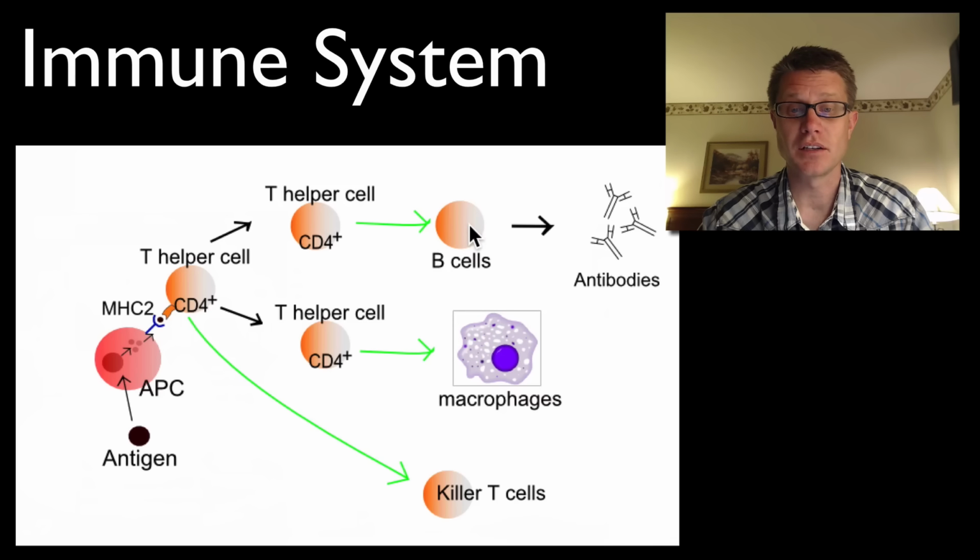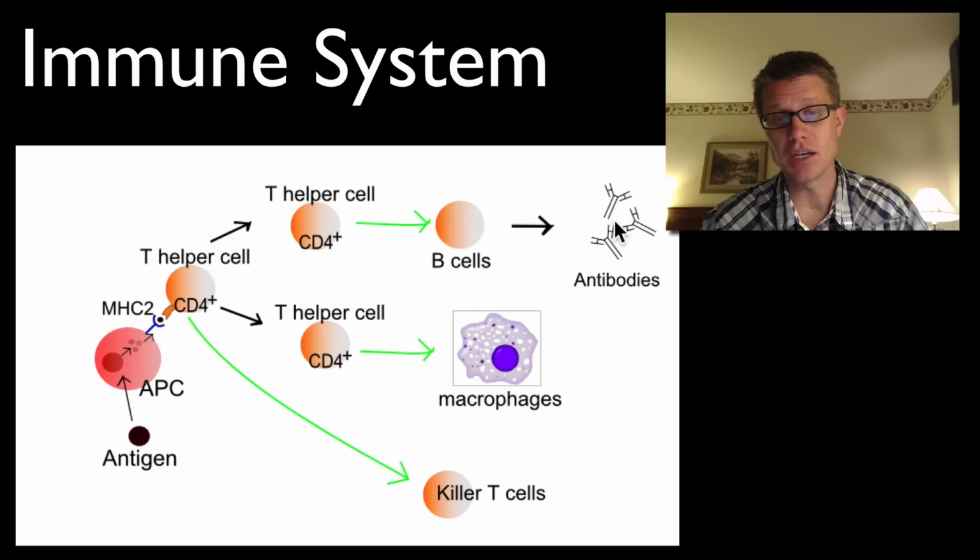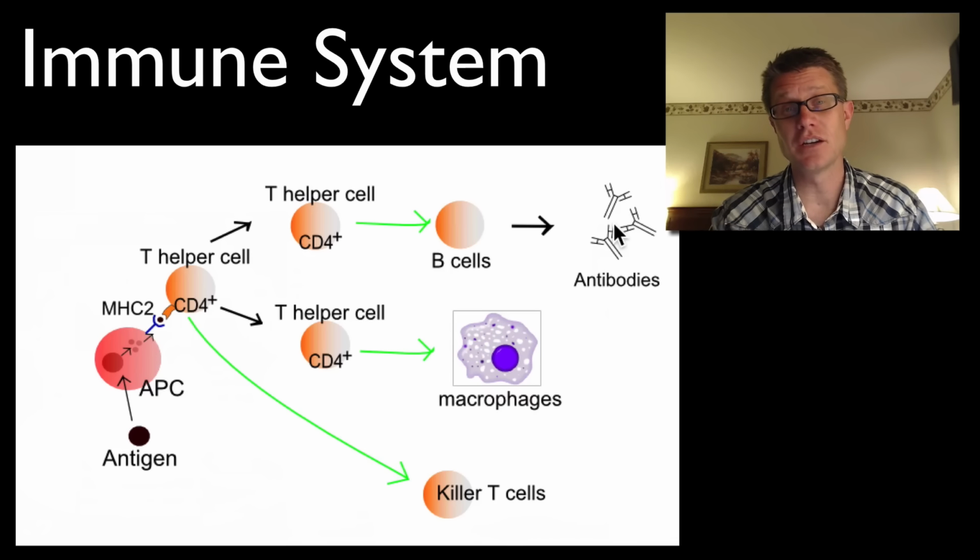And that helper T cell is going to activate B cells to make antibodies. So this part up here, the B cells and the antibodies, is part of what's called the humoral response. That's fighting the pathogens out in the body, in the humors of the body, or the liquids of the body, in the blood and the lymph and the interstitial fluids. And so the antibodies will actually adhere to the pathogen.